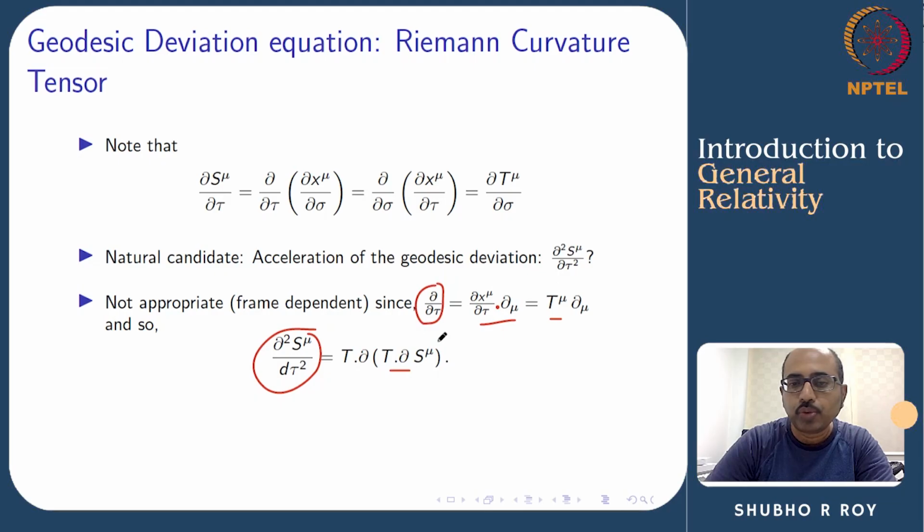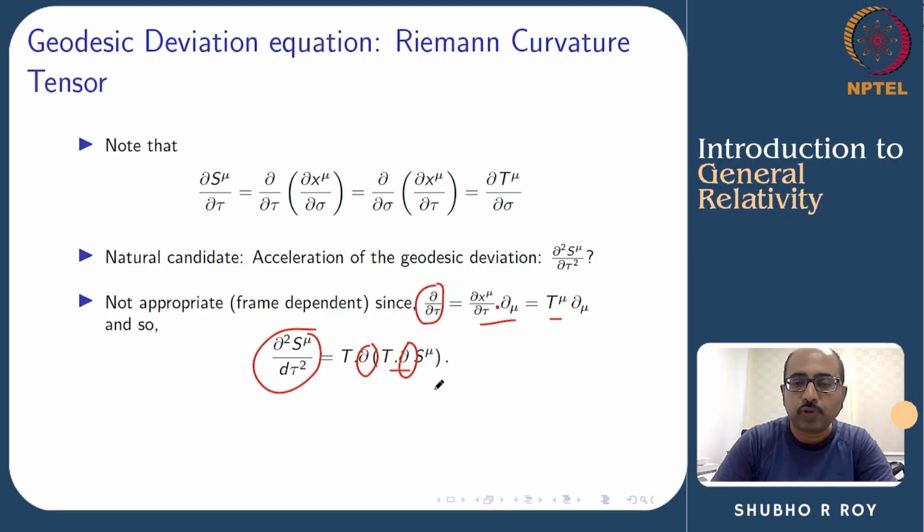If I compute it, it might be zero in some frame, but it might be non-zero in some other frame, because partial derivatives, we know, don't transform like components of a tensor. They have some non-homogeneous transformation rule.